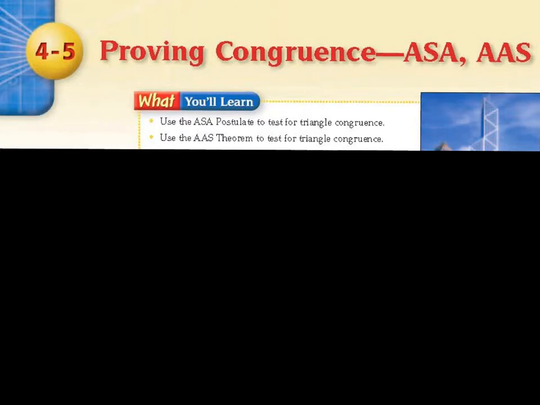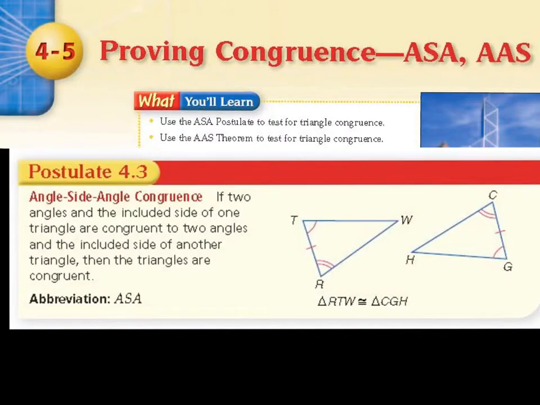In lesson 4 or 5, we get to learn 2 more ways to prove triangle congruence: the angle-side-angle postulate and the angle-angle-side theorem. The angle-side-angle congruence postulate states that if 2 angles and the included side of one triangle are congruent to 2 angles and the included side of another triangle, then the triangles are congruent. And that's abbreviated angle-side-angle. So again, included means it has to be between the 2 angles.